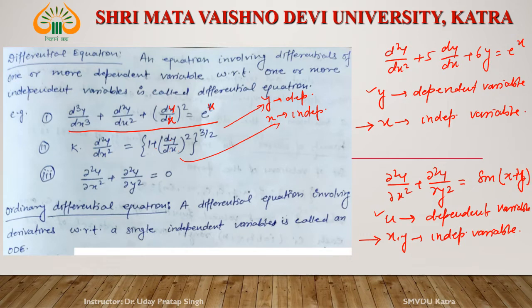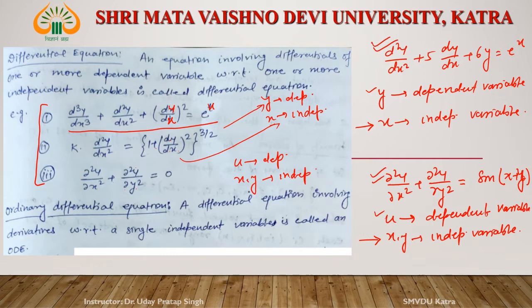Okay. And in the next example, dou 2u by dou x2 plus dou 2u by dou y2 equal to 0. Here u is the dependent variable and x, y are independent variables. If such derivatives are involved in an equation, then the equation is known as a differential equation. All three are differential equations, and this is also a differential equation and this one is also a differential equation.